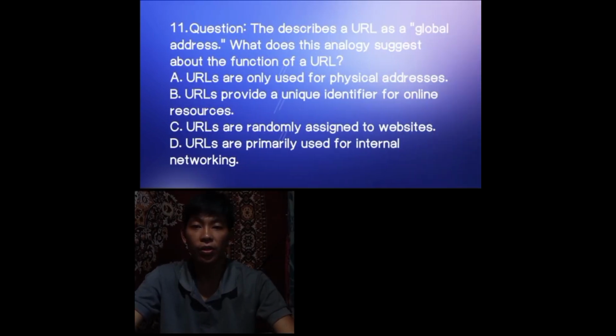Number 11 question. So they describe the URL as a global address. What does this analogy suggest about the function of URL? A. URLs are used for physical addresses. B. URLs provide a unique identifier for online resources. Letter C. They are randomly assigned to websites. Letter D. URLs are primarily used for internal networking.